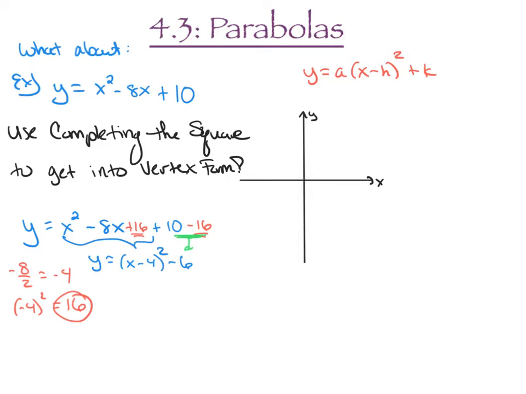Okay, so just to recap before I get all excited and start graphing this, you take the number next to the x, divide it by 2, so cut it in half and then square it to get your 16. The 16 is added right after the x term and then subtracted on the outside. The first 3 terms will factor now, and the 10 minus 16 will become your k. So now we have the vertex is 4, negative 6. So 1, 2, 3, 4, negative 6.